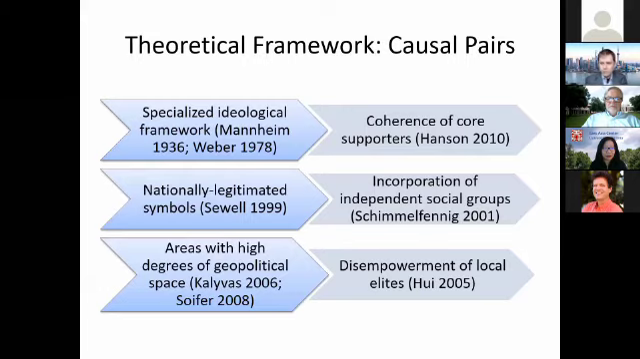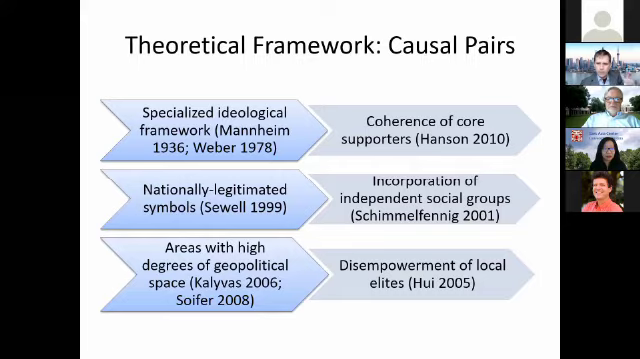I borrow extensively from Victoria Tin-Bor Hui's book on state building in ancient China and early modern Europe, where she argues that state builders who are able to gain direct access to the resources that they need, as opposed to working through intermediaries, are going to be much more successful in the long run. And I believe that this is also the case for state reconstitution.